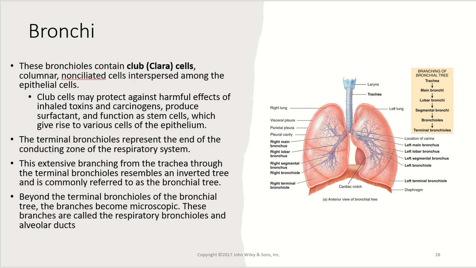The terminal bronchioles are going to represent the end of the conducting zone of our respiratory system. So this extensive branching from the trachea through to the terminal bronchioles is going to resemble an inverted tree, and this is going to commonly be referred to as a bronchial tree. So beyond the terminal bronchioles of the bronchial tree, the branches are going to become microscopic, and these branches are called respiratory bronchioles, and then also alveolar ducts.